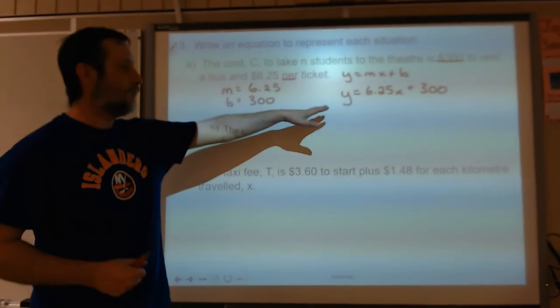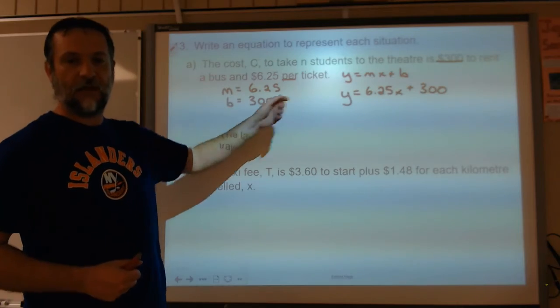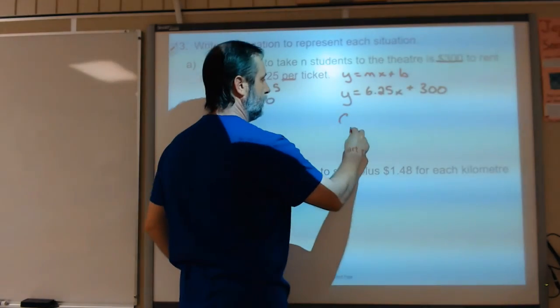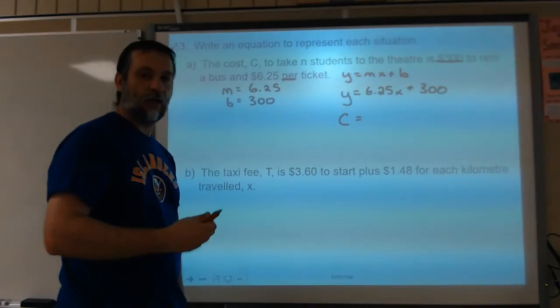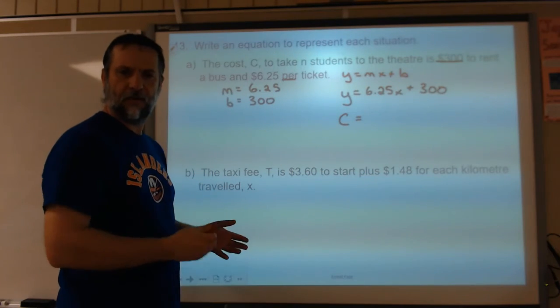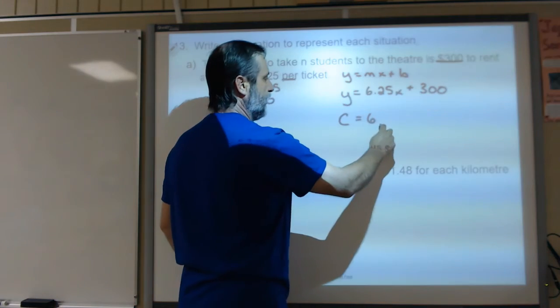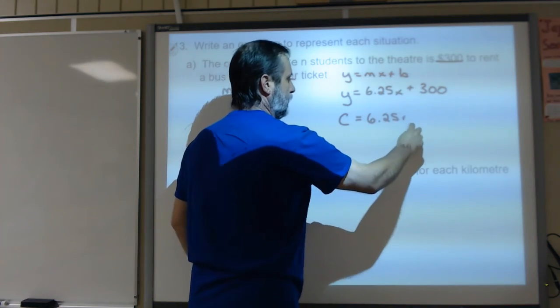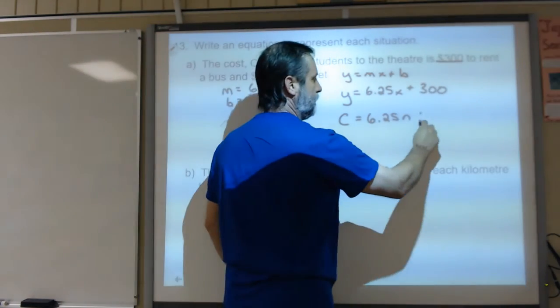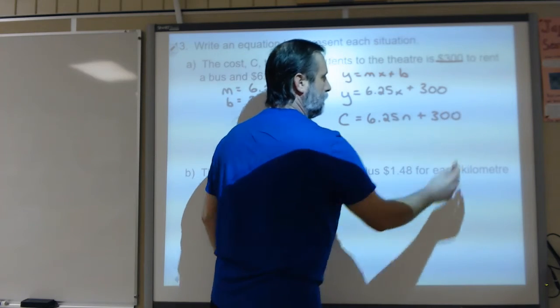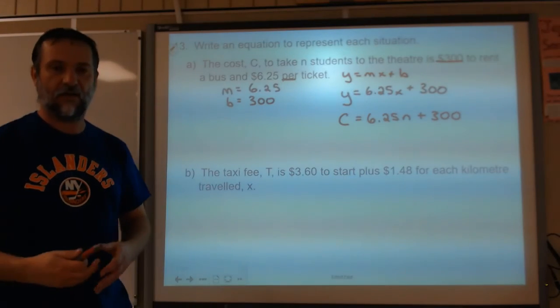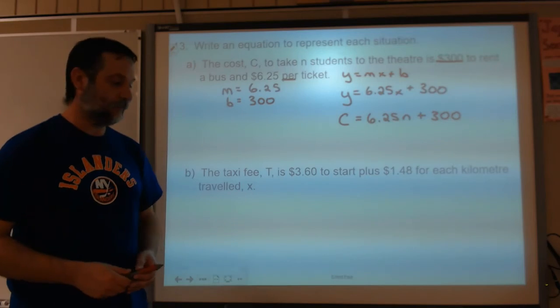So what are we looking for? The cost. That would make sense to put for the y, because the cost will depend on, right, dependent, independent, the number of students, n. So 6.25 times the n number of students plus 300. And there is our formula for this scenario.